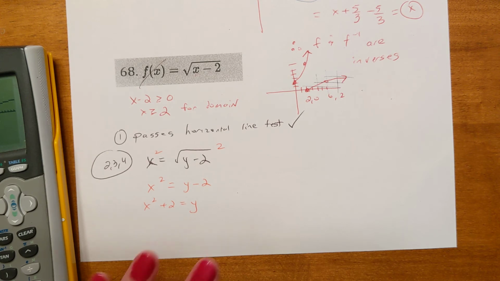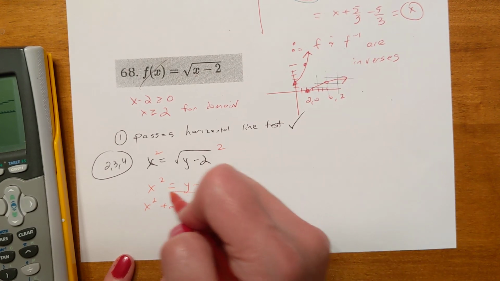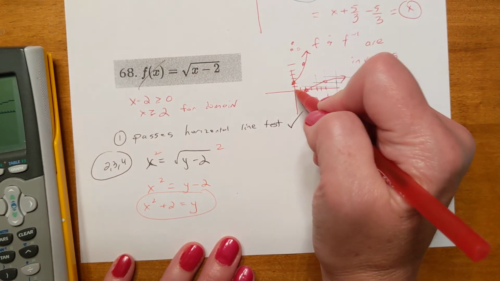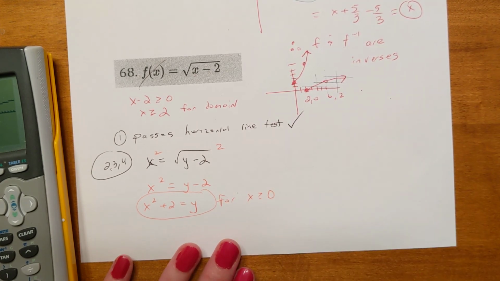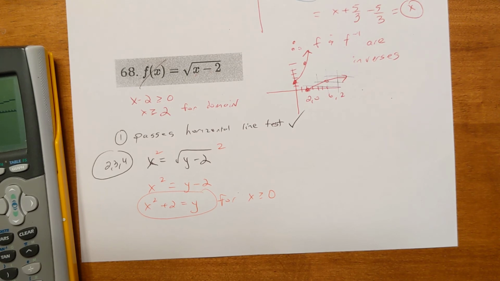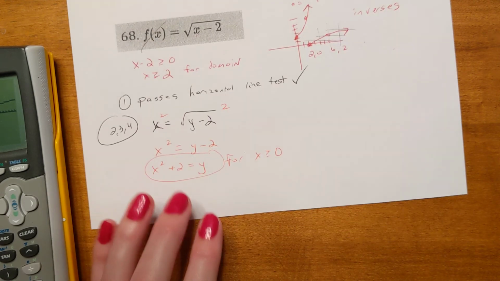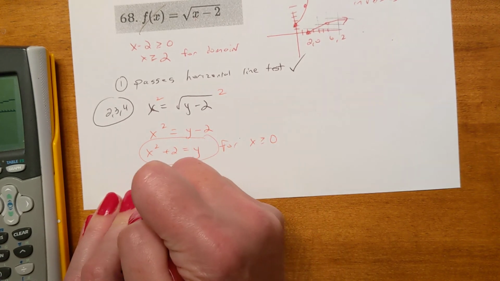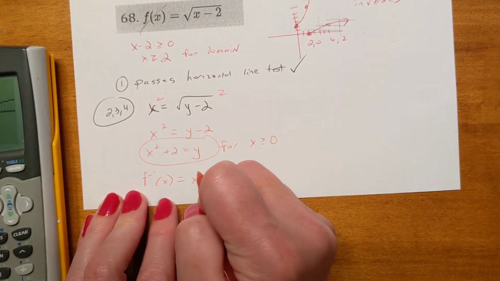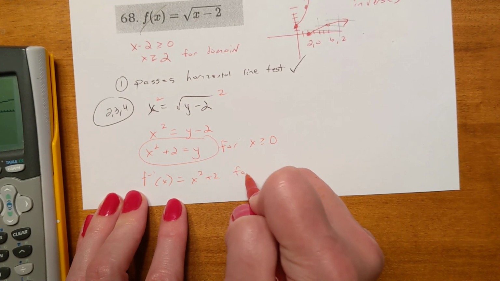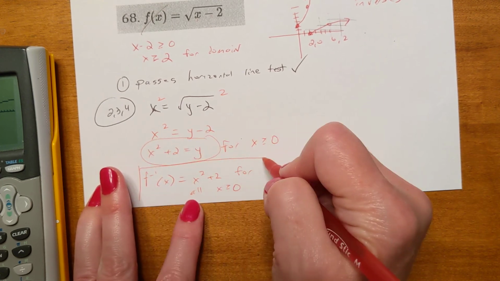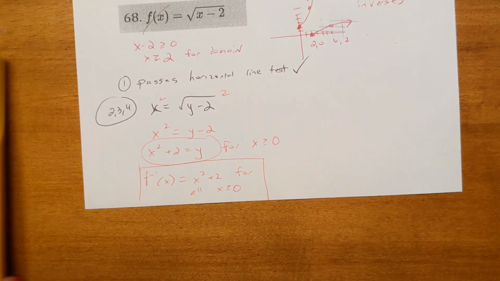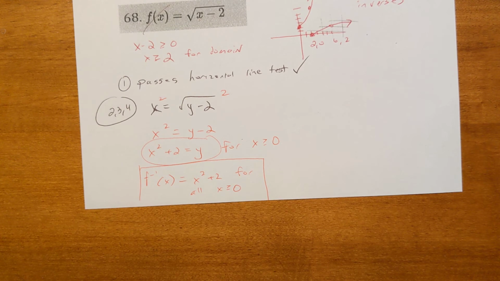So the domain on this new function right here, that's only true when we switch it, for x greater than or equal to 0. So the inverse of it, oh, we got to make it fancy. I didn't make it fancy. So I'm going to change that to f inverse of x is equal to x squared plus 2 for all x greater than or equal to 0. All right. Then we have to prove that, well, not that they're functions, that they're inverses of each other.